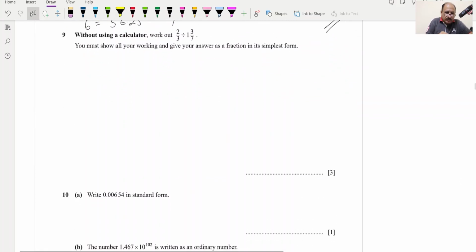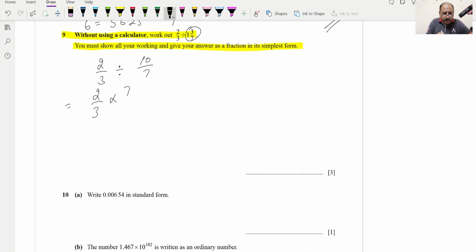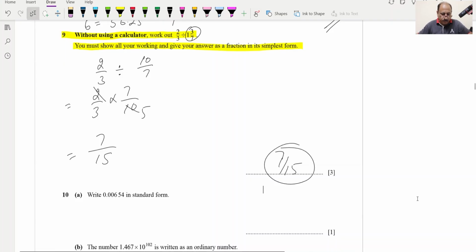2 marks question. Then question 9, without using a calculator, work out this fraction. You must show all your work and give your answer as a fraction in simplest form. So 2/3 divided by the mixed fraction; we will change the mixed fraction into an improper fraction. This part, 7 ones are 7 plus 3 will be 10, so 10/7. Now we can change this division sign into multiplication. So it will be 2/3 multiplication, the reciprocal of the next term will be 7/10. Now we can cancel. 2 5s are 10, and it will be 7/5 3s are 15. So 7/15 will be our final answer. Hopefully you got this as well.